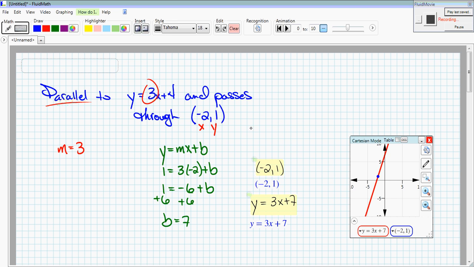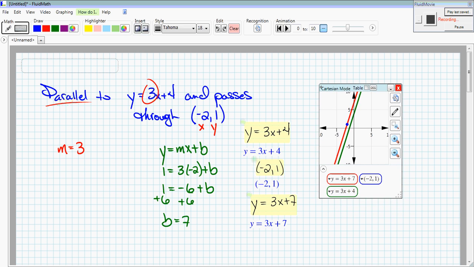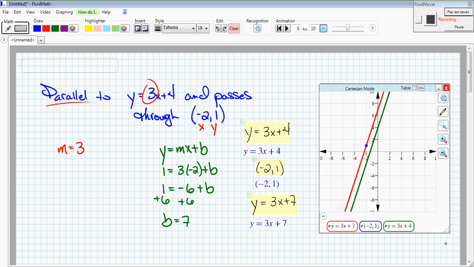And I need to make sure that it's parallel to the original y equals 3x plus 4. And in fact, it is. So we know that we have done this correctly. Alright, and that's how you're going to solve the next two questions on the in-class activity.